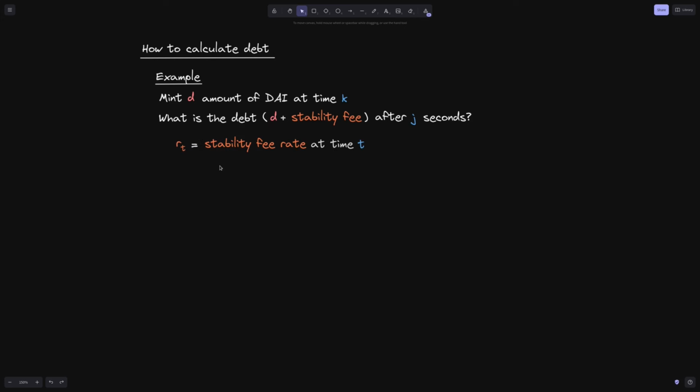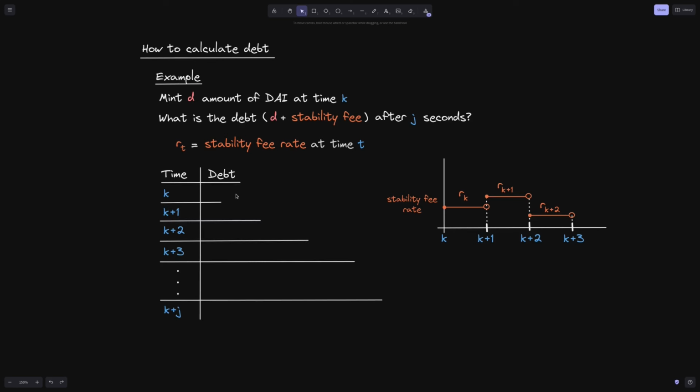As a reminder, the stability fee rate can change at any moment, so let's denote RT to be equal to the stability fee rate at time T. For example, on the right, let's say at time K, the stability fee rate is RK, and at K plus 1, it jumps to RK plus 1, and then at K plus 2, the stability fee rate jumps down to RK plus 2, and then so on. Now, let's plot how much debt the user owes to the DAI stablecoin system over time.